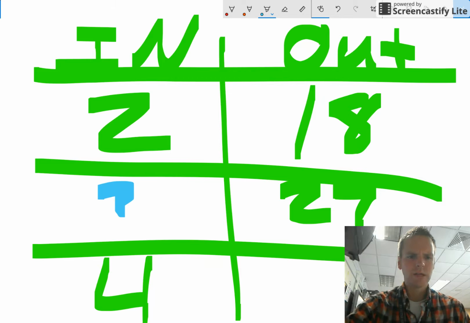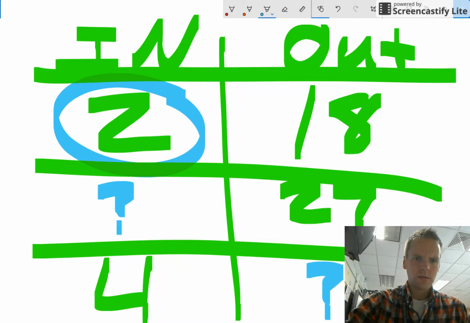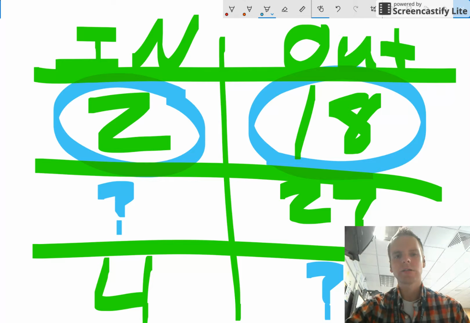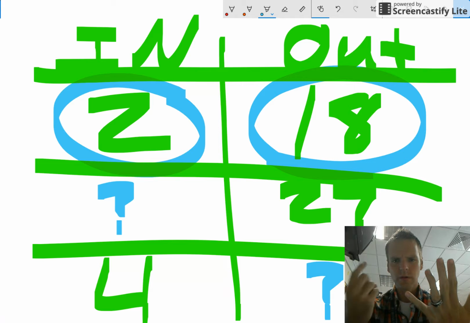So what we need to figure out, boys and girls, is what this in number is and what this out number is. How we do that is we look at these 2 numbers, the in and the out. We need to think about how we get from 2 to the number 18. And I know that when I skip count by 2, I can get to 18, so I'm going to do that. Do this with me. Ready? 2, 4, 6, 8, 10, 12, 14, 16, 18.